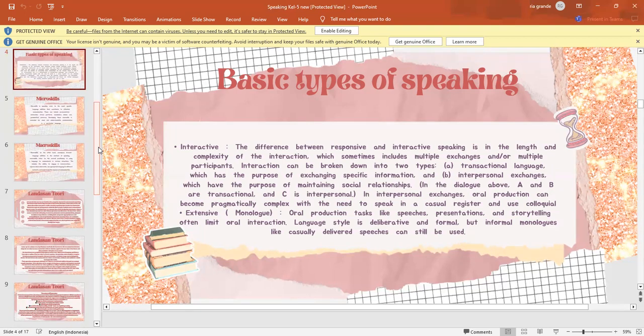In interpersonal exchange, oral production can become pragmatically complex with the need to speak in a casual register and use colloquial language. And the last is monologue, or extensive. Oral production tests like speeches, presentations, and storytelling. The language style is deliberate and formal, but informal monologue like casually delivered speech can still be used.